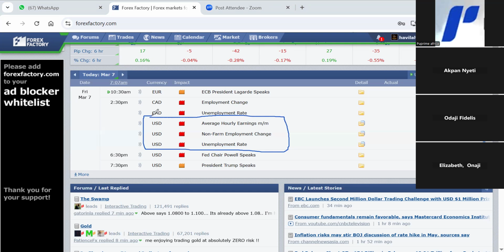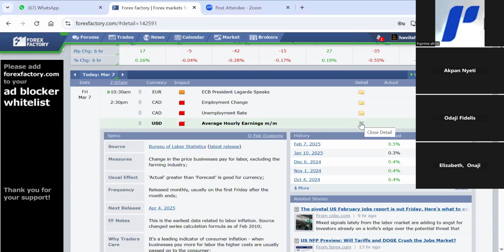So every month, the United States puts together the data of the average hourly earnings, what people earn per hour. So there's a change in the average hourly earnings. This is a change in the price businesses pay for labor, excluding the farming industry. And actual greater than forecast is good for the currency.